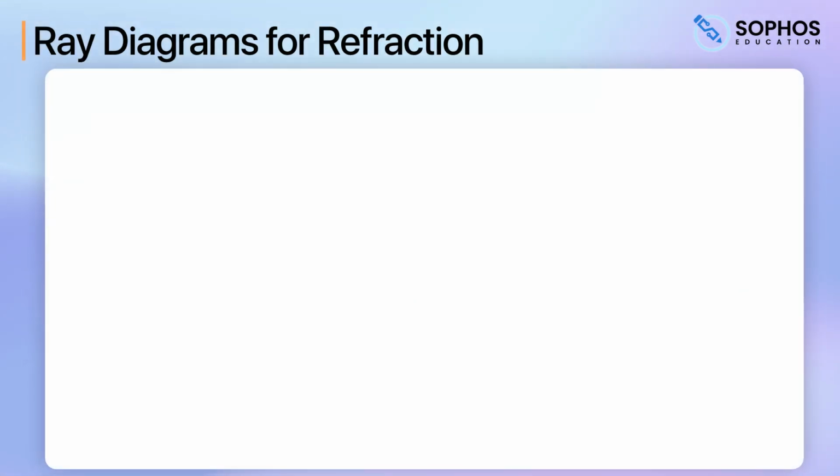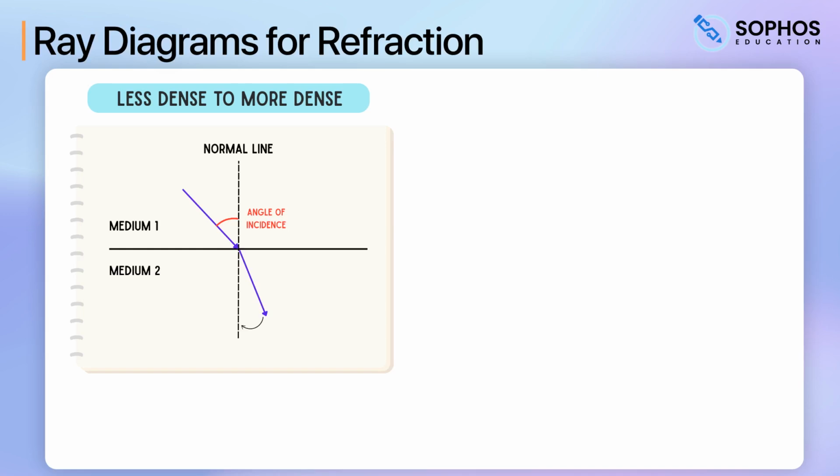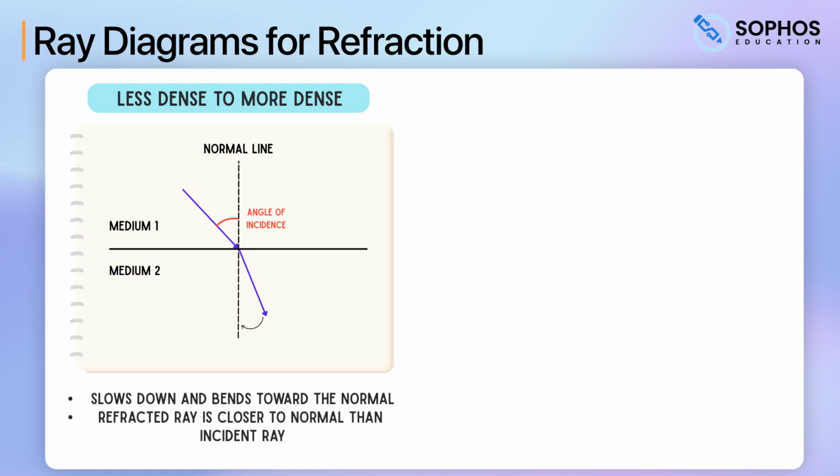To end this lesson, let's briefly recap the key bending rules. If the light ray travels from a less dense medium, like air, into a more dense medium, like water, it slows down and bends towards the normal. This behaviour can be demonstrated by the refracted ray being closer to the normal line than the incident ray.